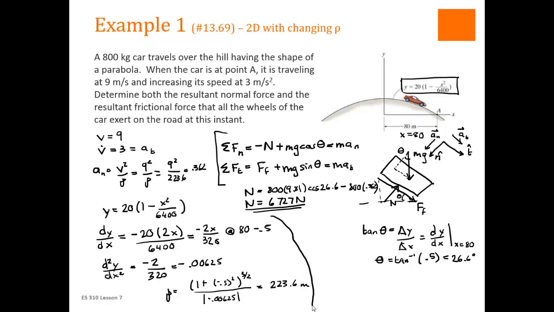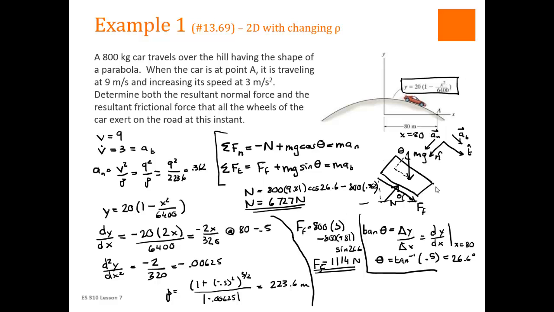Alright, I need some more space here. We will use the second equation, so we'll solve for F of F, which is going to be the mass times the tangential acceleration, so 800 times 3 minus 800 times 9.81 times the sine of 26.6, which gives us 1114 newtons.